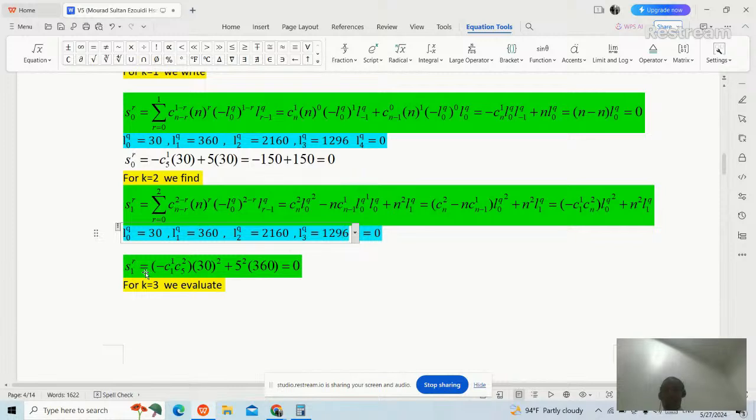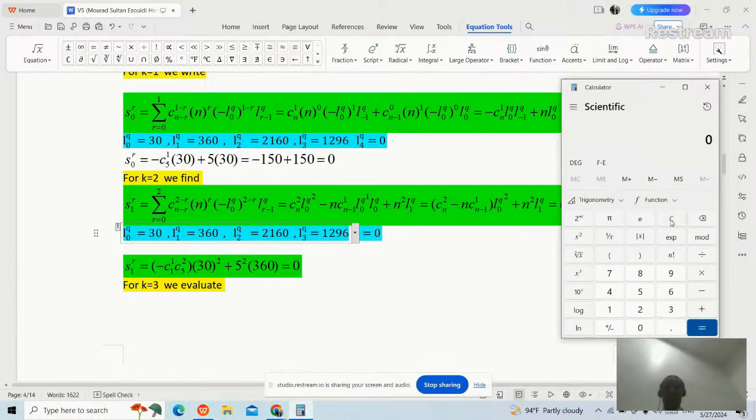Okay, we continue. Therefore, S1 is negative 5 choose 2 times 30 squared plus 5 squared times 30, 360. I'll just calculate it now, learners. It will be negative, 5 choose 2 is 10, times 30 squared is 900, plus 5 squared is 25 times 360 times 30, which gives 0. So you can see that S1 is 0 and S0 is 0.